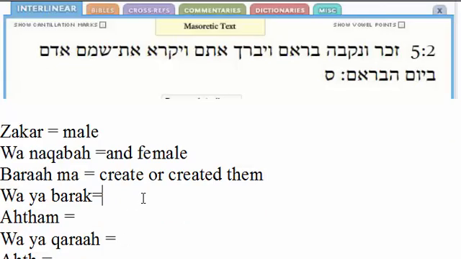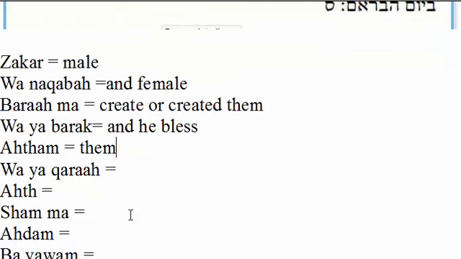So it says Yah Barak. Wa at the beginning of a word is and. Yah is he when it's not connected, and Barak is bless. Yah Barak, and he blessed. Atham is plural for you, like you all, and bless, or you could say them, because it's dealing with you in a plural sense.